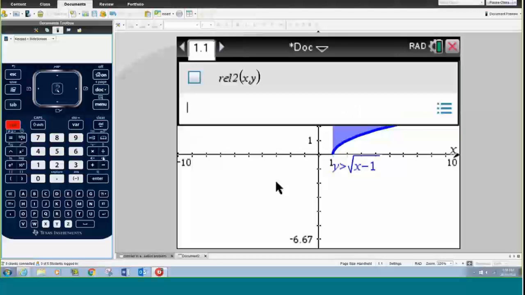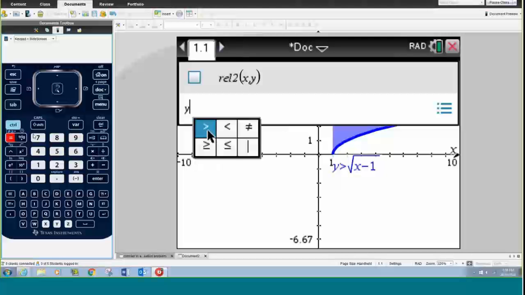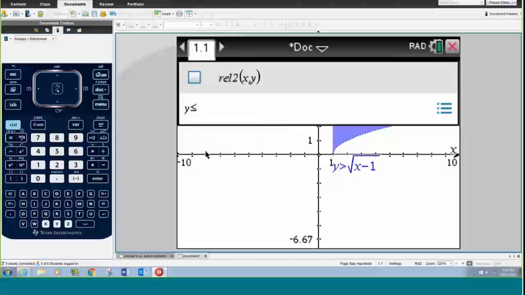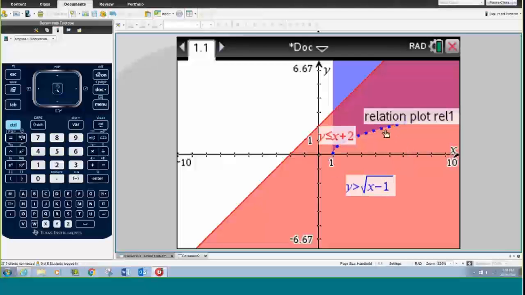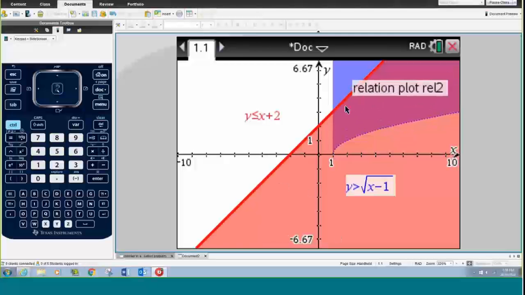So if I now enter, let's say y, no, not equals, I will do less than or equal to x plus 2, then I have this other region. Notice that this line is dotted because I had greater than, this line is continuous because it is less than or equal, and you could get the relation, the region, of course the overlapping region here.